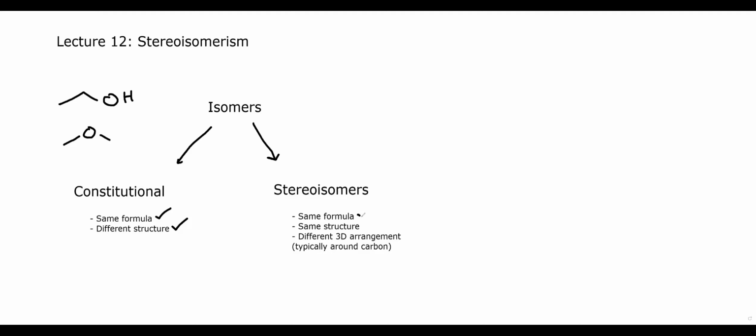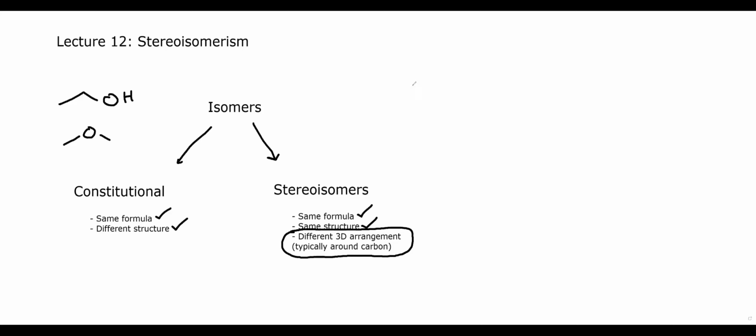They have the same formula, as do all isomers. They have the same structure, but they have a different three-dimensional arrangement. And this is typically going to be around carbon. In this course, it will essentially only be around carbon. Although it is possible to have stereoisomers around other atoms as well, we will really just be focused on carbon.